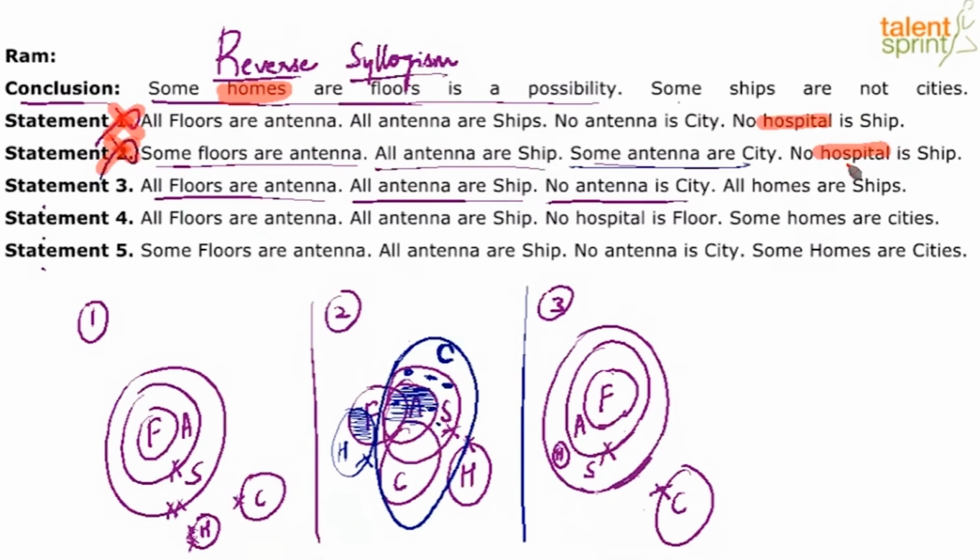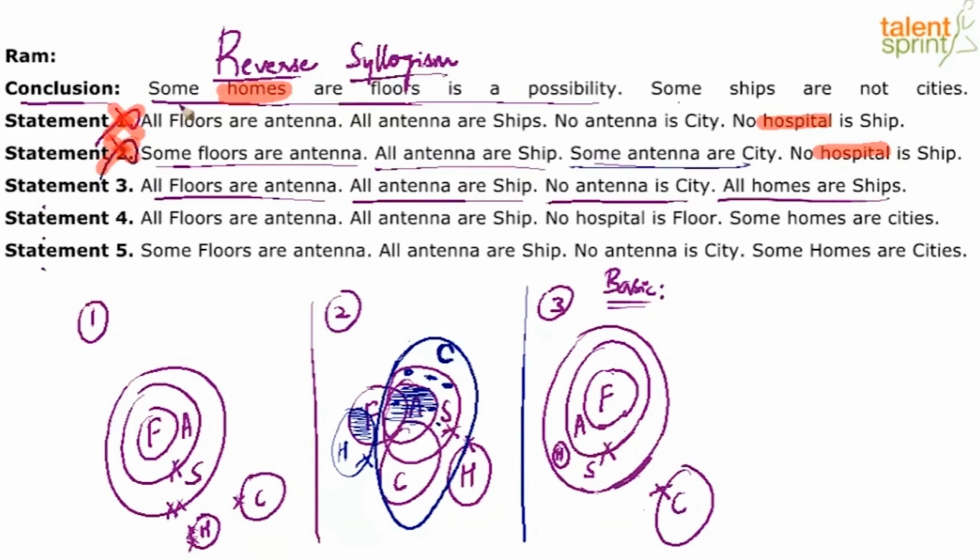But anyway, let's look at the third statement now. Third statement says all floors are antenna, then all antenna are ship, no antenna is a city, antenna and city do not touch each other, and all homes are ships. All the homes are inside ships, right? Remember, we are drawing a basic diagram, so you have to always keep in mind minimum overlapping. I can also draw a bigger circle for homes, but why unnecessarily make homes overlap with antennas or floors? Try to keep it minimum. Basic diagram means minimum overlapping.